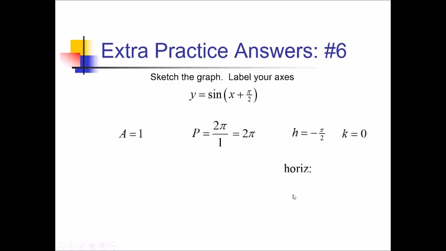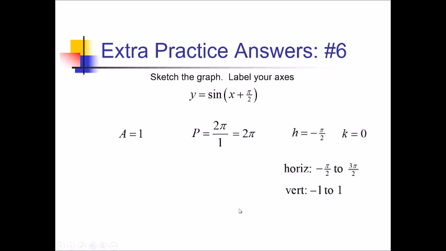Horizontally, I'm going from the h value to one period to the right. So I'm going from negative pi over 2 for x values, and then at the far right, I have to add the period to get my last spot here. Negative pi over 2 plus 2 pi. Well, that's like adding 4 pi over 2. That comes out to 3 pi over 2. Next, vertically, I'm going from k minus the amplitude to k plus the amplitude. So from 0 minus 1, which is just negative 1, to 0 plus 1, which is positive 1.